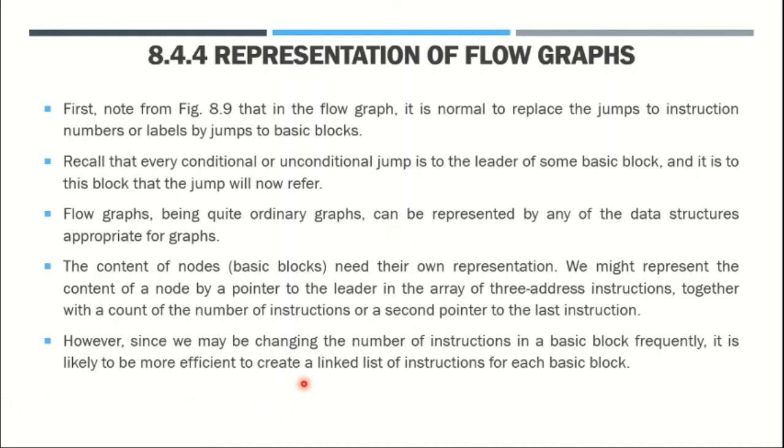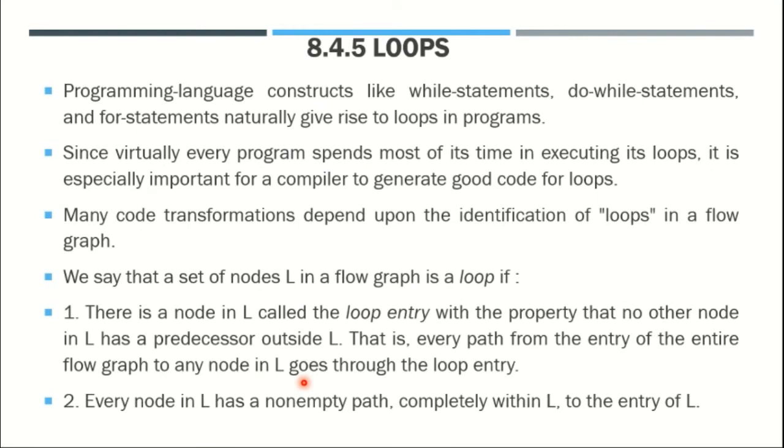So this is the process of constructing a flow graph from the intermediate code representation. And next, in this process, whenever we are observing loops, how do we define them, and how can we generate the flow graph for the loops?